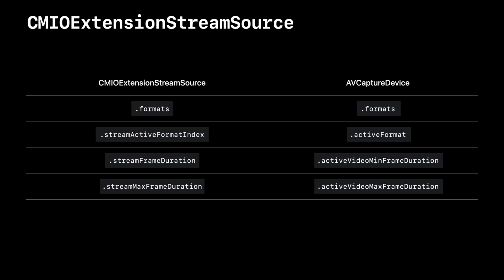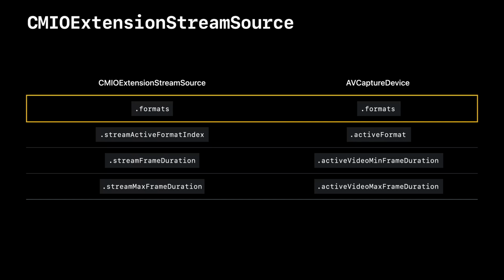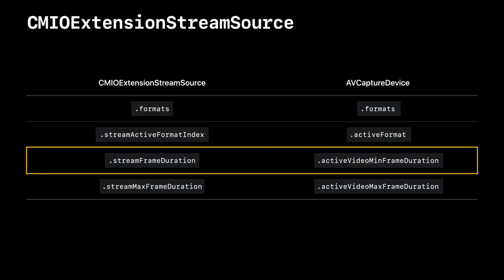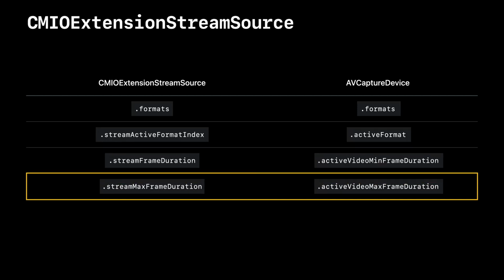Your extension stream source publishes CMIO extension stream formats. Those become AV Capture device formats. Clients can read and write the active format index to change the active format. The frame duration, which is equivalent to max frame rate, and max frame duration, which is the same as min frame rate.